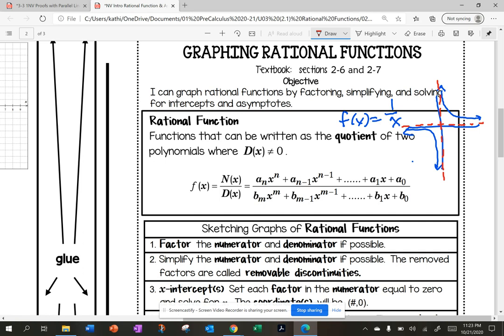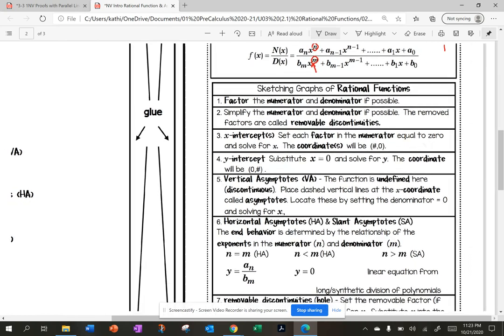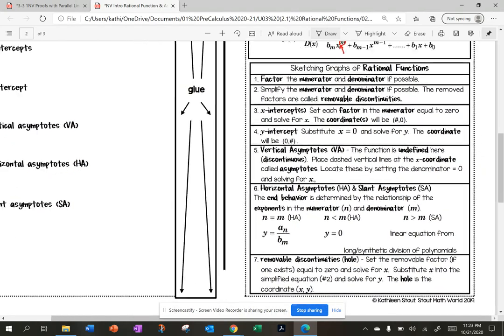Okay, and n, the lowercase n, represents the degree. So n is the degree of the numerator and m is the degree of the denominator. Okay, some basic directions. I have them all written down. There's a lot of directions. I don't think they're hard. It's just a lot of steps.